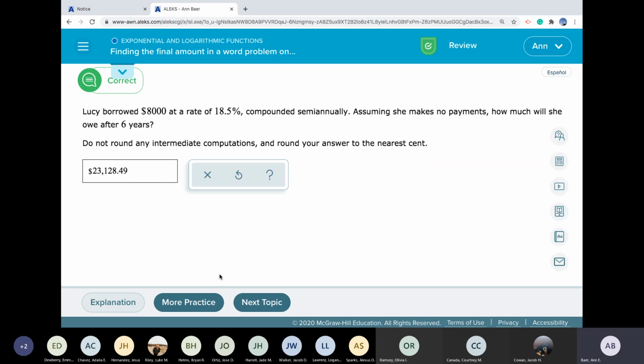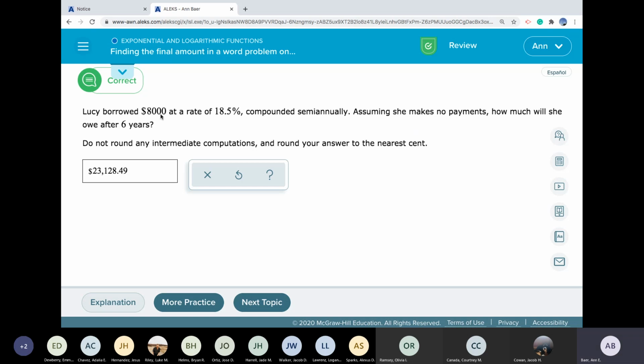I want to reread this problem for a moment to make a point. I think you'll see my point after we look at the next problem, but I want to reread this problem. Lucy borrowed $8,000 at a rate of 18.5%. As we read this problem, let's look for the word continuously and see if it appears.